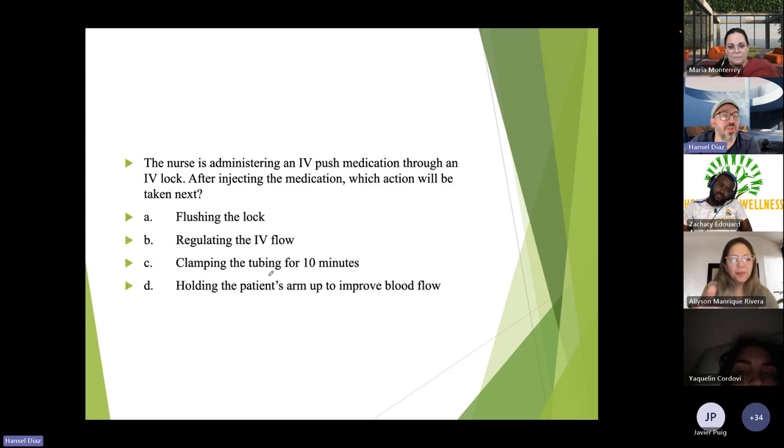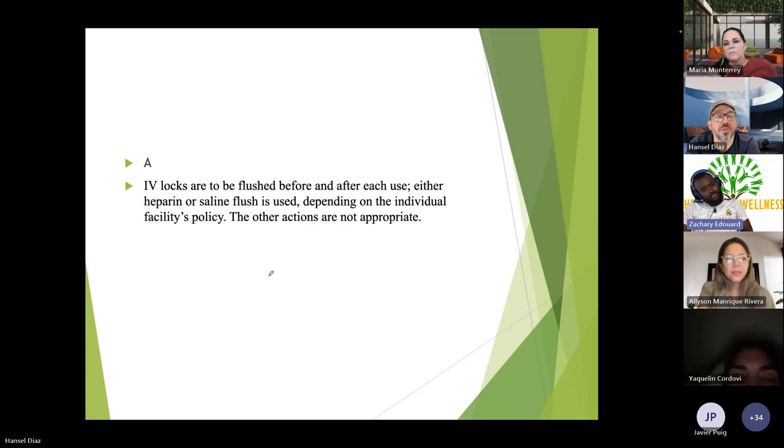The nurse is administering an IV push medication through an IV lock. After injecting the medication, which action will be taken next? Flush and lock. We just spoke about that, right? Yes. You flush after, flush before.